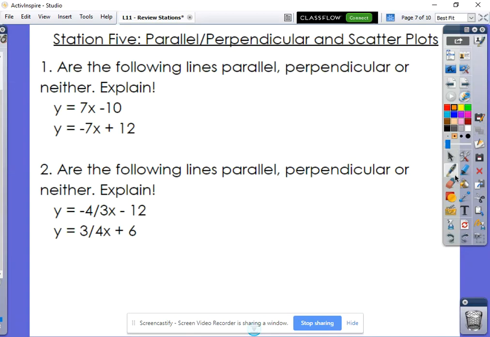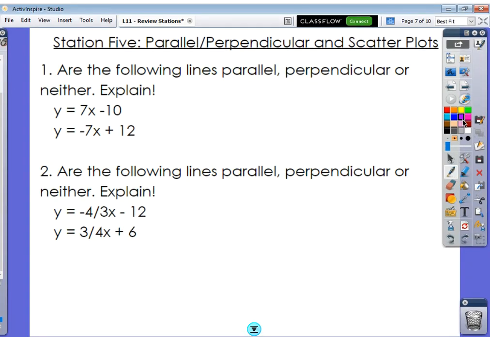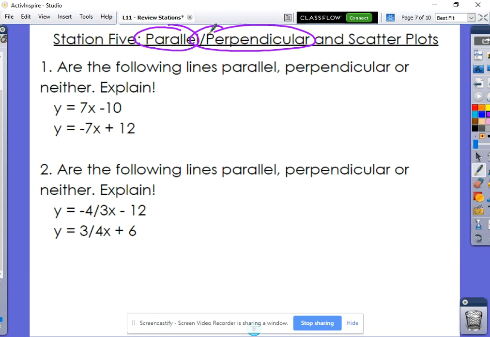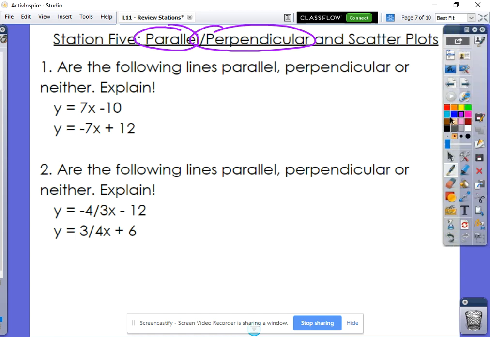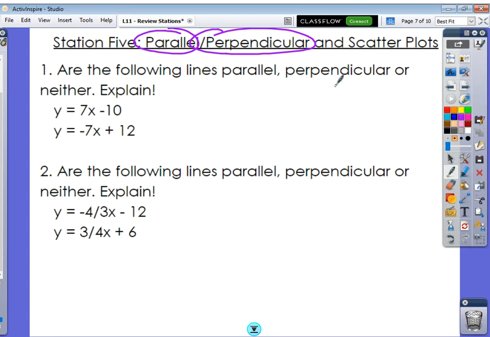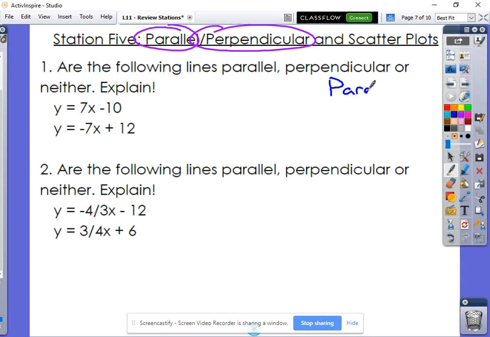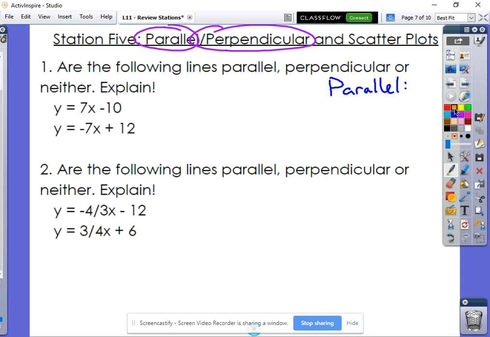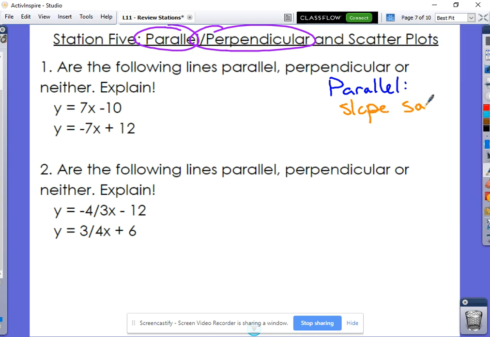So folks, for station 5, we need to look at how or if two lines are parallel or perpendicular. We took 2 days to talk about this. Just a quick recap if you need to off to the side here. If they are parallel, then all you have to do is check the slopes, and the slopes are going to be the same. Okay? The slopes are going to be the same.